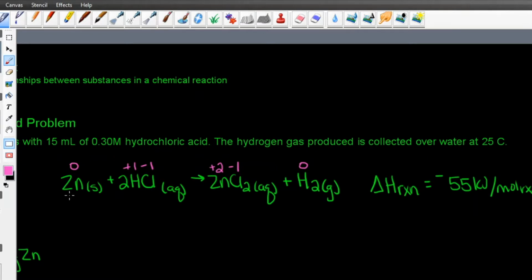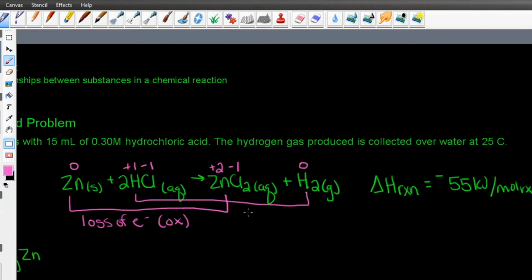My zinc is going from a 0 to a +2. How do we go from a 0 to a positive charge? Through the loss of electrons, and this, of course, we now know is oxidation. And my hydrogen is going from a +1 to a 0 through the gain of electrons, which, of course, we now know is reduction. And by assigning oxidation numbers, we've also identified that chlorine is a spectator ion.